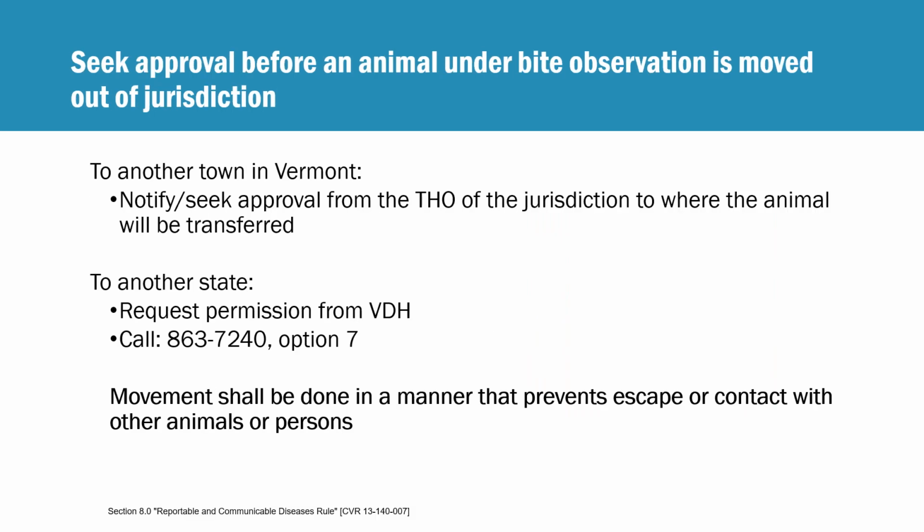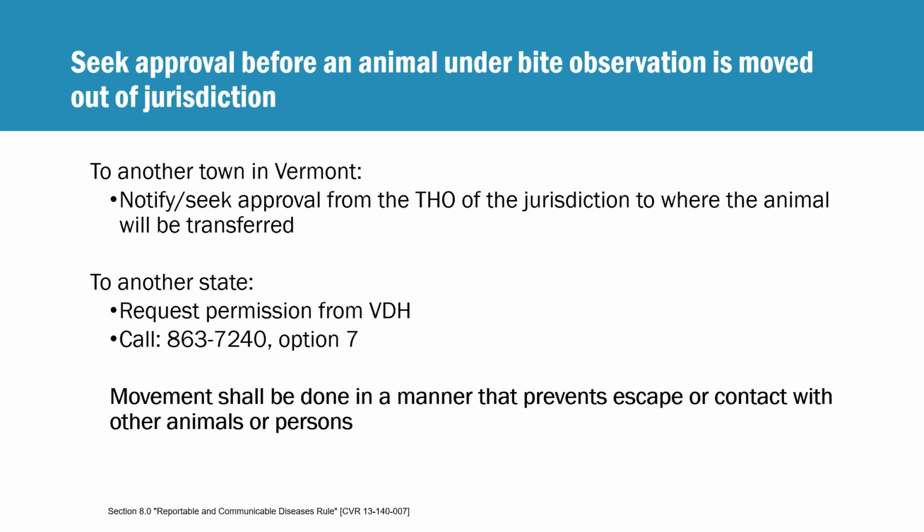A confined animal being observed for signs of rabies shall not be removed from one health district into another prior to the conclusion of the prescribed 10-day observation period. If movement is necessary, for example, the owner is moving or the pet needs medical care, an animal may only be moved after seeking permission of the health officer to whose jurisdiction the animal is to be transferred. If the destination is another state, the originating jurisdiction health officer may only give permission to the owner after securing the approval of the Vermont Department of Health. Please call this number to request permission.